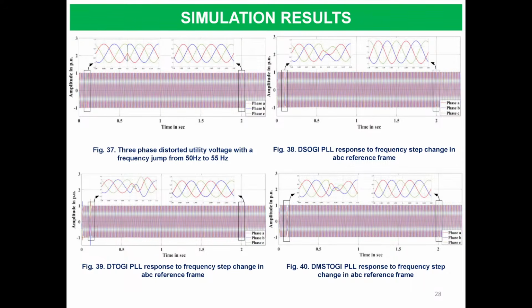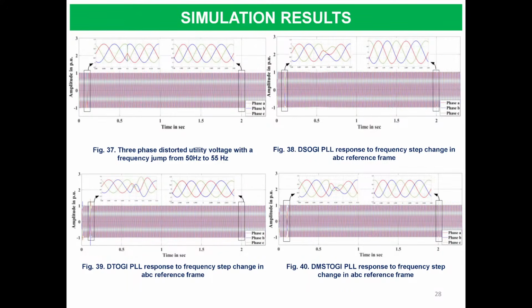So again, these are the DQ frame responses of all the PLLs. It can be seen that all the PLLs are capable of estimating the voltage magnitude as well as phase angle accurately. Similarly, these simulation responses once again show the frequency comparison of all the three PLLs' responses with respect to the actual grid operating frequency, that is 50 Hz.